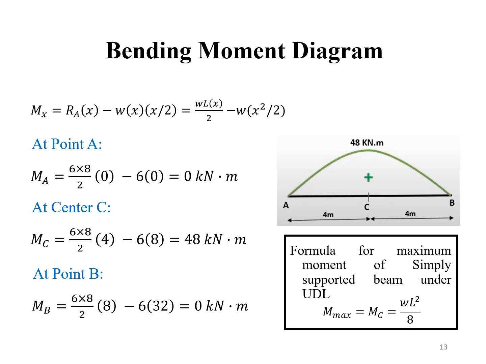So the moment at point A will become 0 kilonewton meter since X is 0 at point A. And at the center, the moment will become 48 kilonewton meter because at the center X is 4 meters. And for point B, the moment is again 0 since X is 8 at this point. So the moment at the center point is the maximum bending moment.